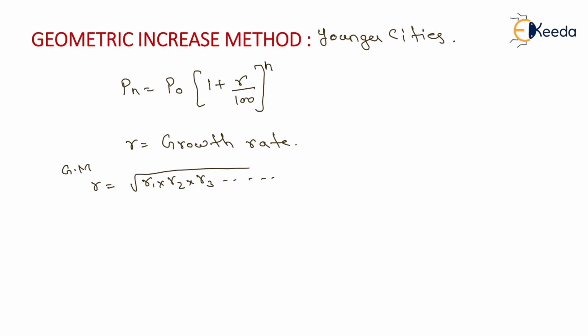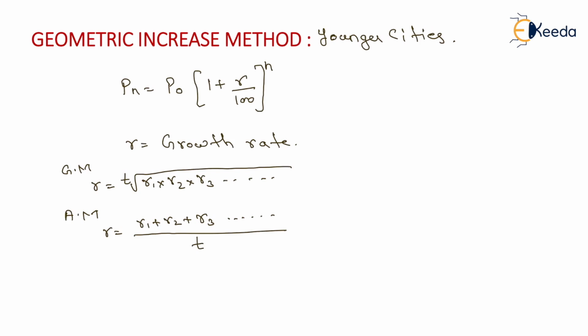Okay, now if you take the t-th root of that value, you will calculate the r. But we don't use that formula for geometric mean calculation in the GATE exam because it will give a slightly less value. So we will go for the arithmetic mean method, where r is equal to r1 plus r2 plus r3 and so on, divided by the number of times the r will come.